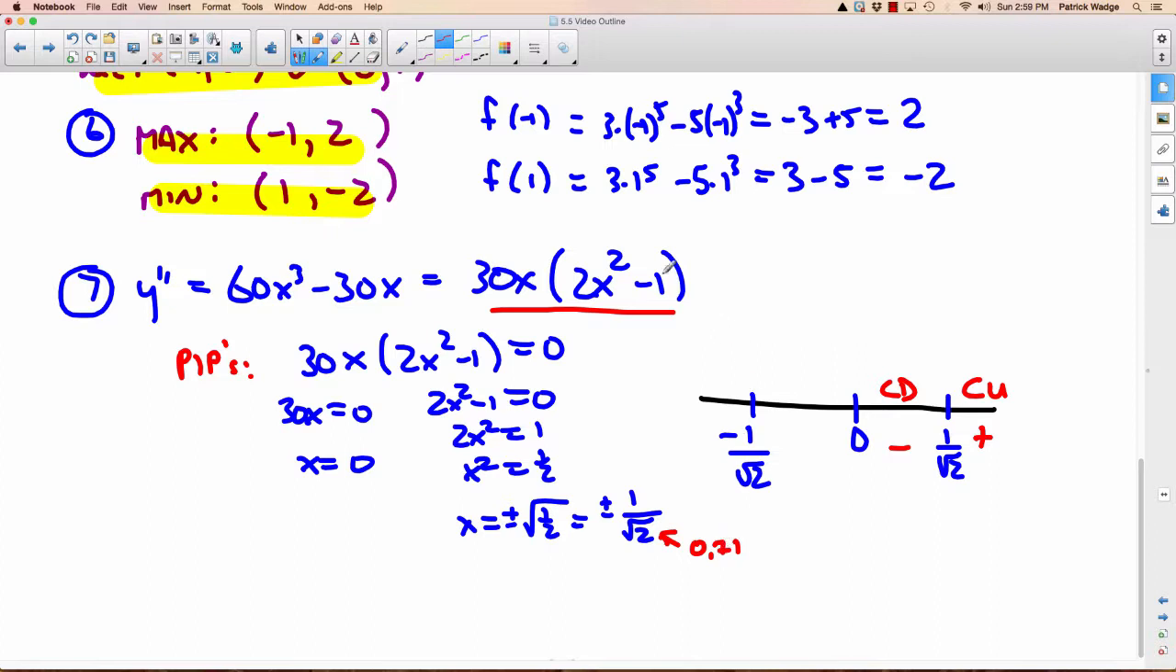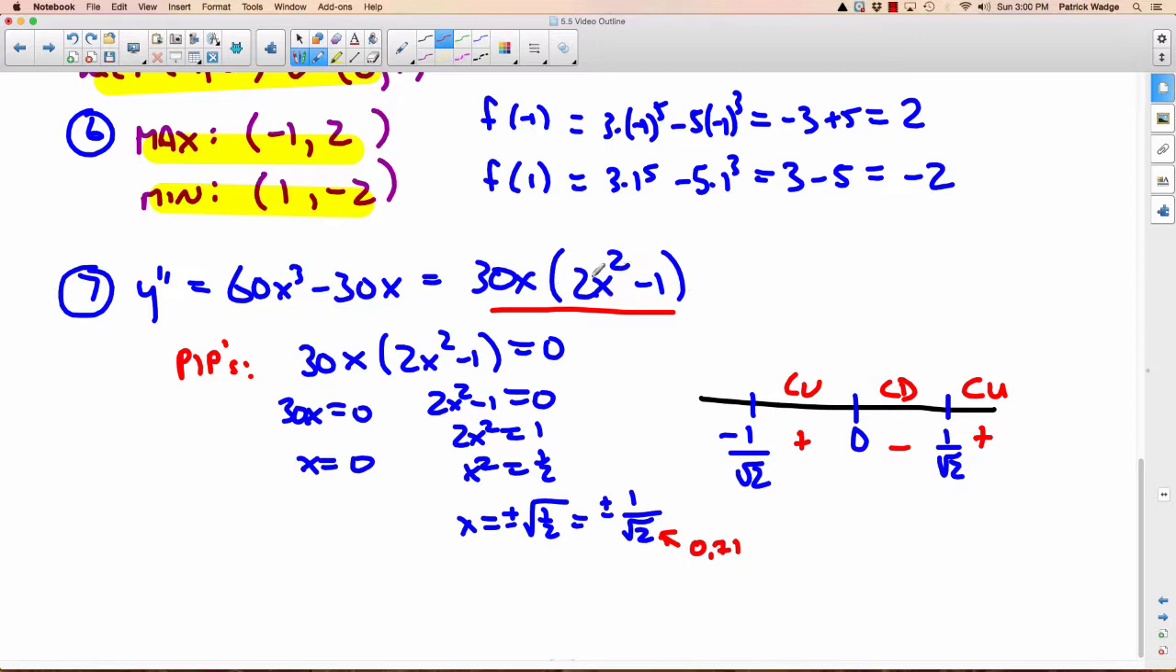Okay, a number between 0 and negative 0.71. How about negative a half? 30 times a negative half is negative. Negative half squared is positive quarter. 2 times a quarter is a half, and a half take away 1 is negative. So you got a negative times negative, which is positive. So this is concave up. And something below negative 0.71. So how about negative 10? 30 times negative 10 is definitely negative.